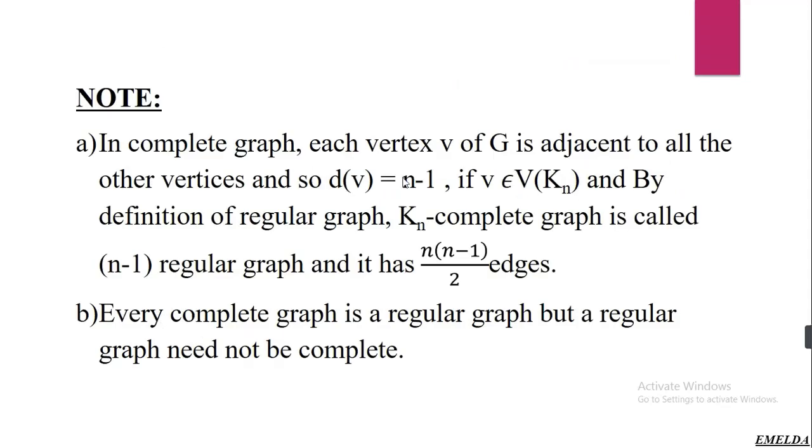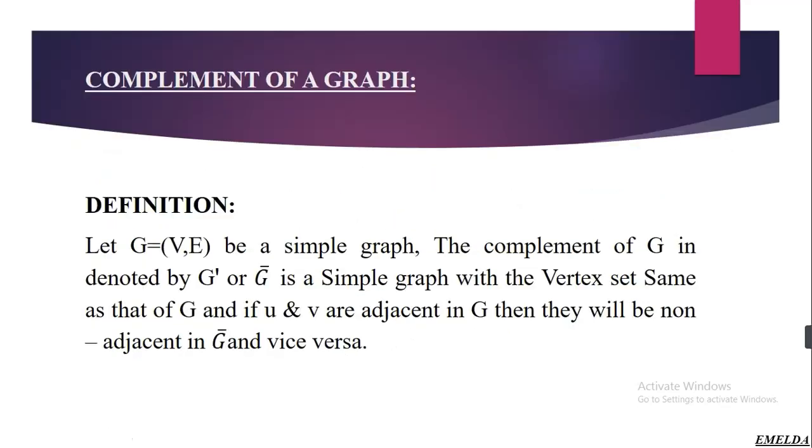So in a complete graph, each vertex v of V of G is adjacent to all other vertices, and so the degree of v is always n minus 1 for every v belonging to V of Kn. That is, if there is a Kn graph, then the degree of each vertex is always n minus 1. Therefore, by the definition of a regular graph, a complete graph on n vertices is called an (n minus 1)-regular graph, and it has n into (n minus 1) by 2 edges. Every complete graph is a regular graph, but a regular graph need not be complete.